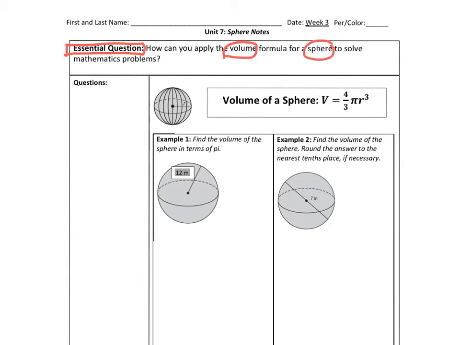Now, if you wonder what a sphere is, it's just a three-dimensional circle. So what you would see in a basketball or perhaps a globe of the world, that is what we're talking about when we say sphere. Now, if you notice, here is our formula. Our formula says volume equals 4/3 times pi times r to the third power. What I want you to do on your paper is go ahead and write that down.